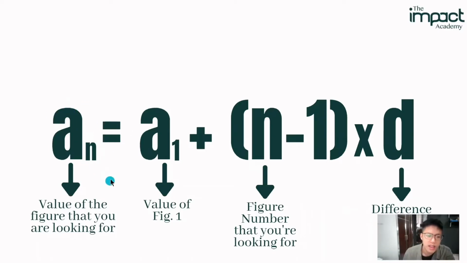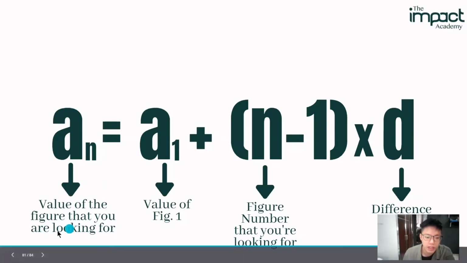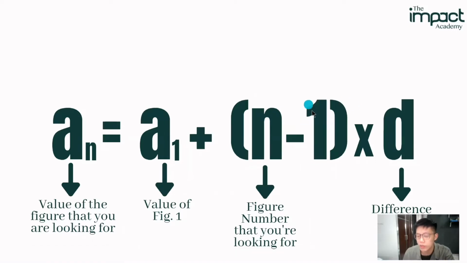The first one is AN. AN is simply the value of the figure that you're looking for. A1 is simply the value of figure number 1. N is the figure number that you're looking for. 1 is constant, so it will always be 1. And D over here basically means difference. If you're wondering, oh my goodness, I don't understand what you're trying to tell me, it's perfectly fine, because you need to use it first. When you apply it, that's when your understanding will increase.